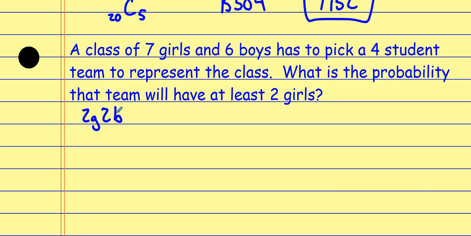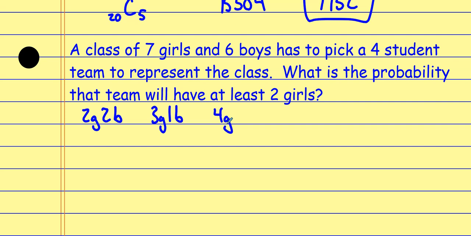Could I have a team that had 3 boys and 1 girl? Well, no, that doesn't have at least 2. So I could also have a team that would be 3 girls and 1 boy. That would be okay. It says at least 2 girls, so that fits the criteria. Or I could have a team that had 4 girls without any boys. Pay attention to how I would read this kind of as a sentence. I could have a team with 2 girls and 2 boys, or a team with 3 girls and 1 boy, or a team with 4 girls.